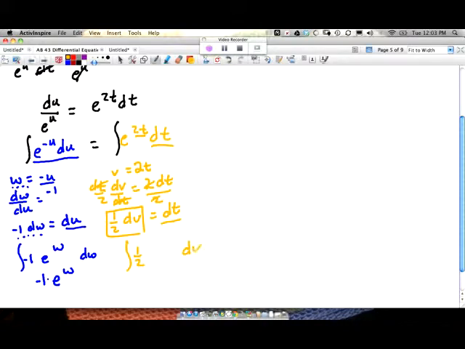So we got 1/2 and a dv. The dt's out. Instead of saying e to the 2t, it's going to say e to the v. Now I have e to the v dv, e to the u du, e to the w dw. Much simpler format. That constant 1/2 is just going to sit outside and tag along. And the antiderivative of e to the v is just e to the v. So now I have it. I got -1 e to the w equals 1/2 e to the v.